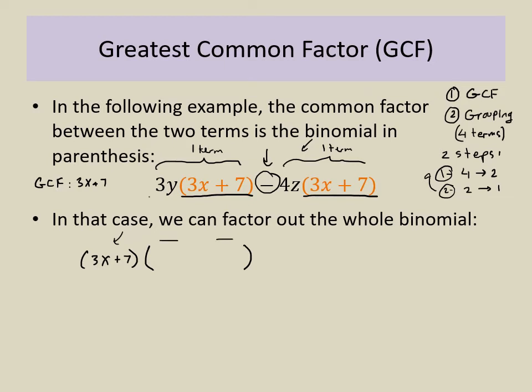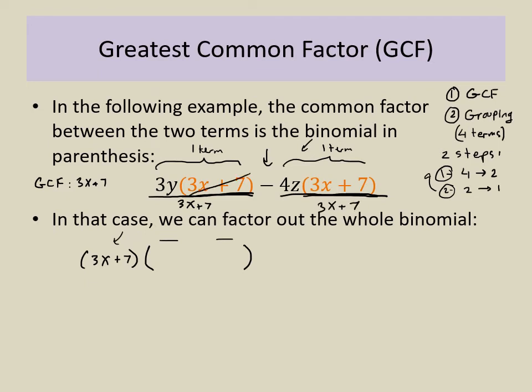How do I find out? Well, here's the first term. I can divide that by 3x plus 7. And here's the second term. I can divide that by 3x plus 7. And I can see what I have left.